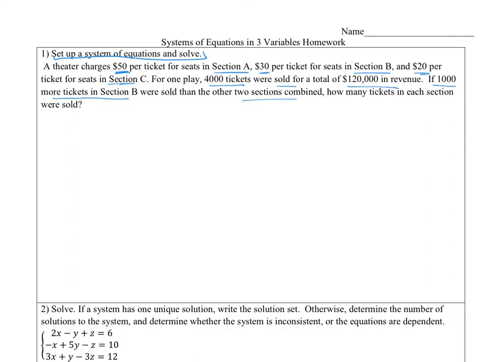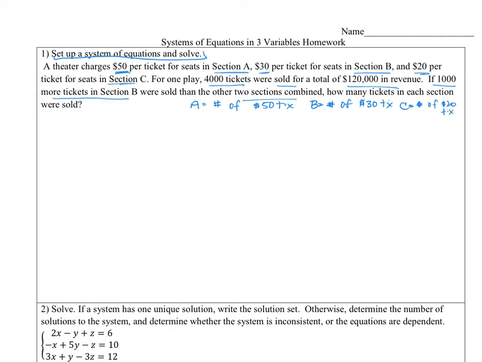Okay, so there's really 3 things we don't know. And I'm going to use A, B, and C for my variables. So A is the number of $50 tickets. B will be equal to the number of $30 tickets. And C would be equal to the number of $20 tickets.